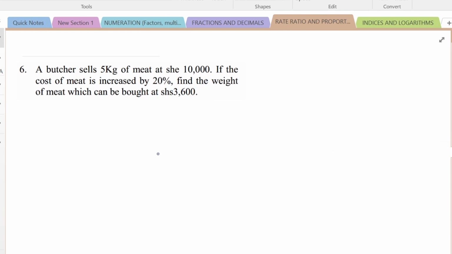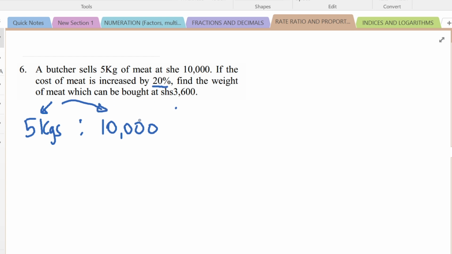A butcher sells 5 kilograms of meat at 10,000. If the cost of meat is increased by 20%, find the weight of meat which can be bought at 3,600. Okay, so a butcher sells 5 kilograms of meat at 10,000. Now they're asking if the cost of meat is increased by 20%. If we increase it by 20%, the 5 kilograms of meat are going to cost more.